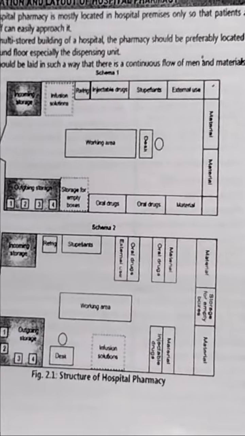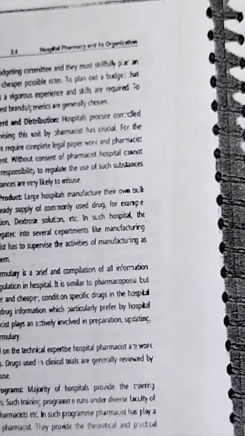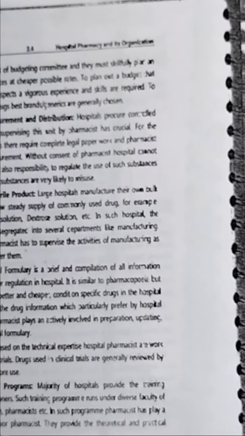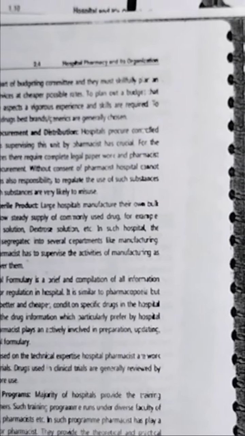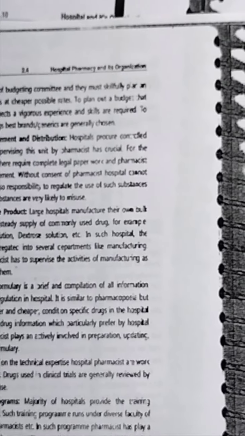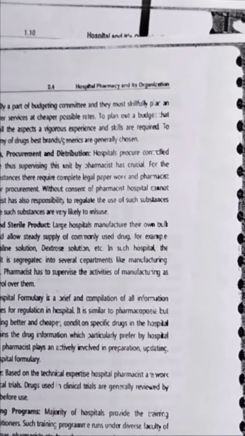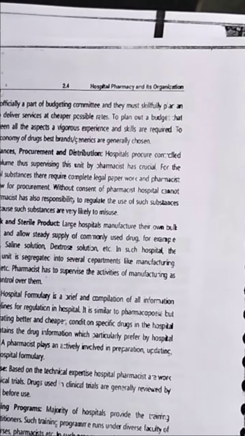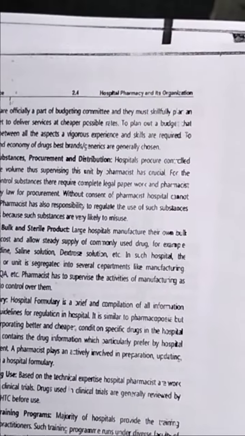criteria of jobs. Pharmacists are officially a part of the budgeting committee, and they must be skillful in economic budgeting to deliver the service at the cheapest possible rates. To plan a budget is to strike a balance between the aspects. Vigorous experience and skills are required to balance the quality and economy of the drugs. Best brands are generally chosen.